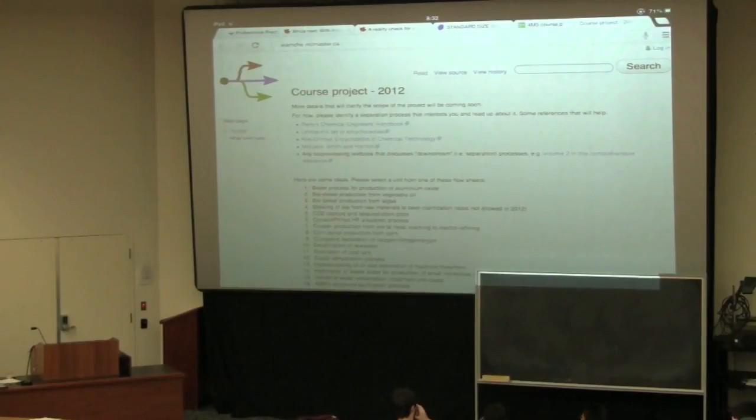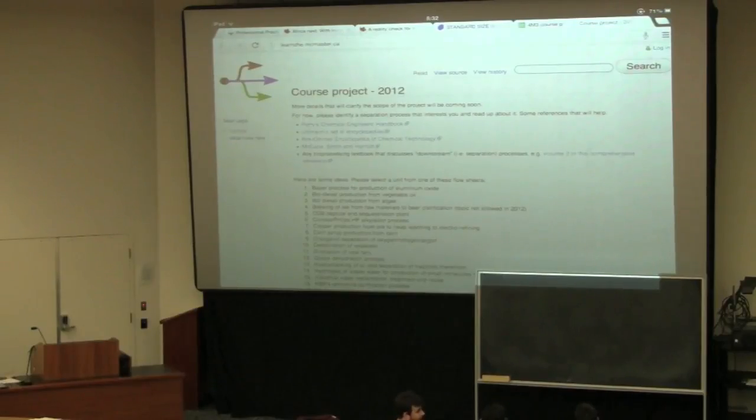The idea is the following. You will hand in a 10-page report with you and your group members, so you can do it with one other person in the class. There's no exceptions to that. It's two people max, not three people. Two people max per project. Hand in a separation unit from one of those flow sheets.